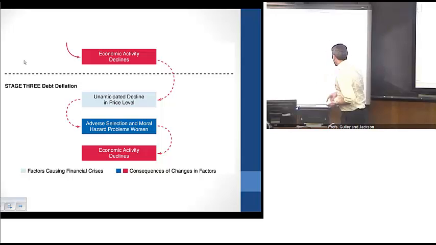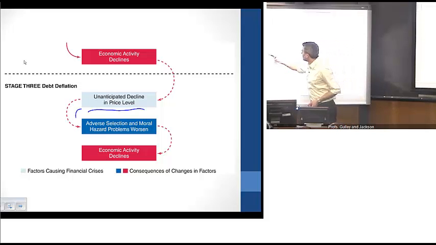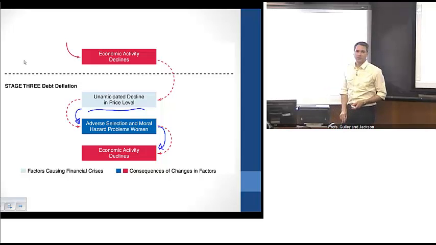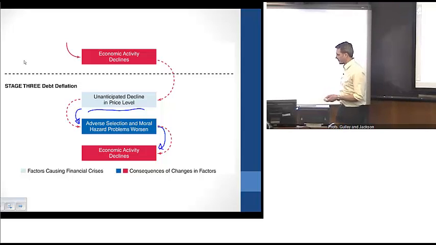And so that leaves us here at our third stage, where we have this decline in the price level, these financial frictions rise, and you get these, again, adverse selection and moral hazard problems, lending goes down, and economic activity declines further.